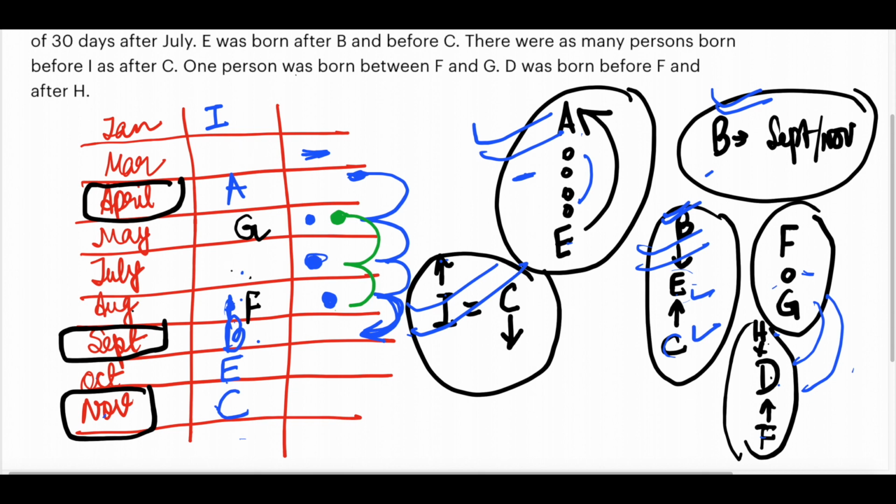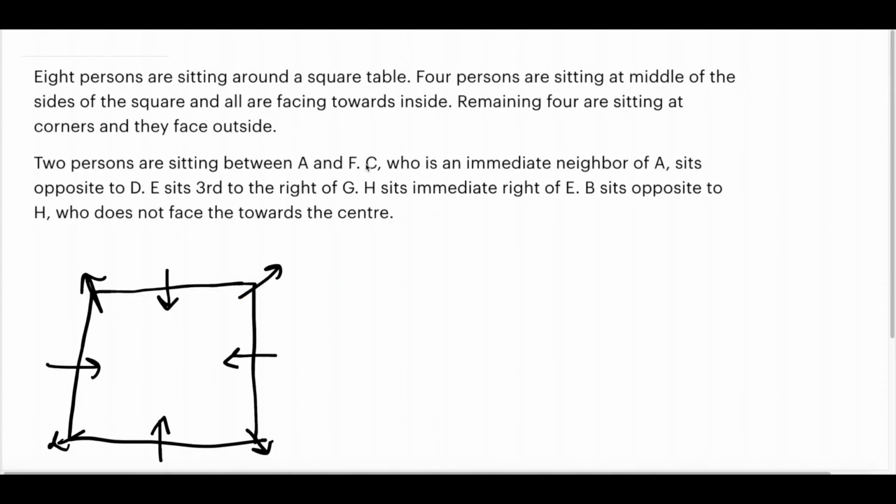There are only two places, in July and March. So D will be placed here because D is below H, and H will be placed here. So this is your final arrangement. Okay, I hope it is clear. Now let's move to the next question.